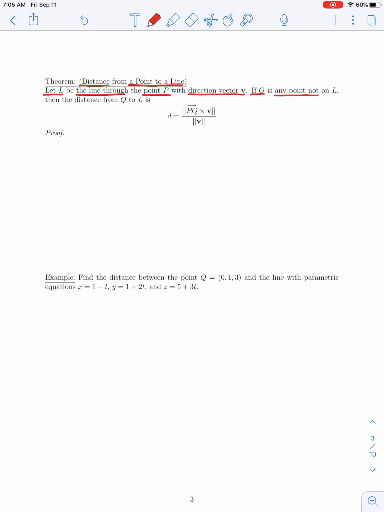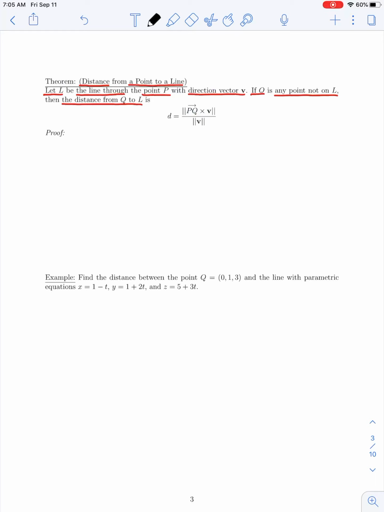So if Q is any point which does not lie on the line L, then the distance from the point Q to the line L is given by D, for distance, and it's the ratio of the magnitude of the cross product of the vector PQ with the direction vector V divided by the magnitude of that direction vector V. And here I claim that we can get a pretty simple proof for this, so let's consider our problem of interest.